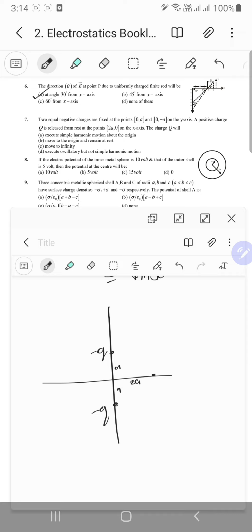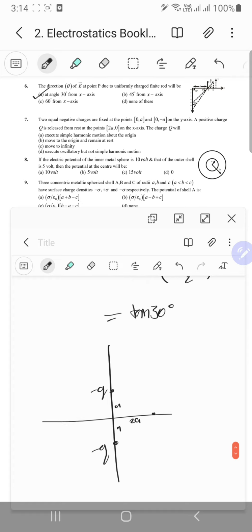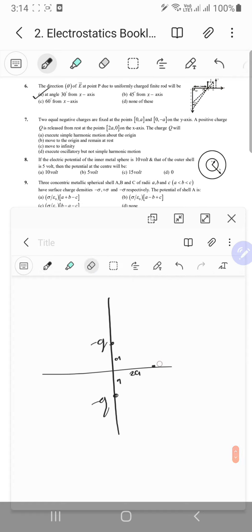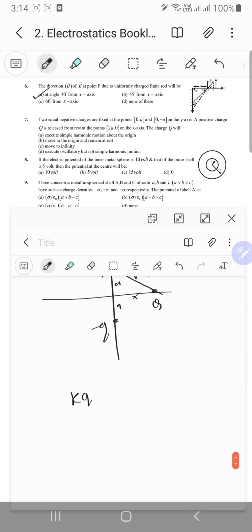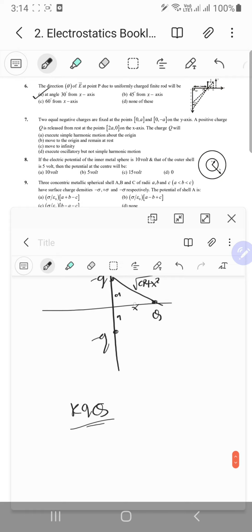The charge capital Q will execute simple harmonic motion about the origin. Well, I don't know if it's going to be simple harmonic because, well, just find this. What happens if this thing is x? If this thing is x, then this distance is just square root of a squared plus x squared. So it's just going to be k, q, whatever this charge is, so it's going to be capital Q as well. Fine. So k q Q upon r squared. r squared is this thing, a squared plus x squared, times cosine theta. So it's going to be x upon square root of a squared plus x squared.